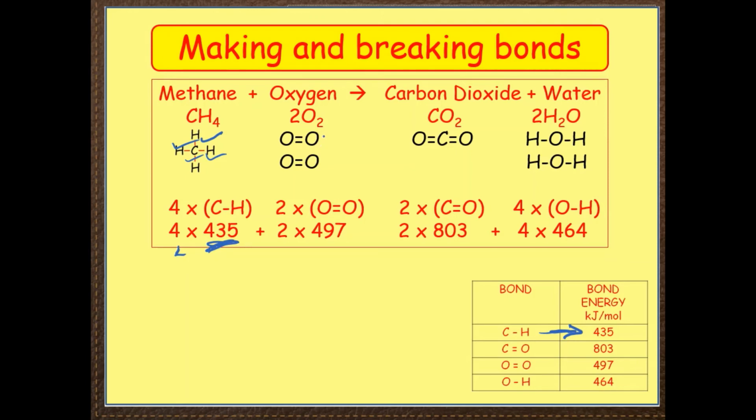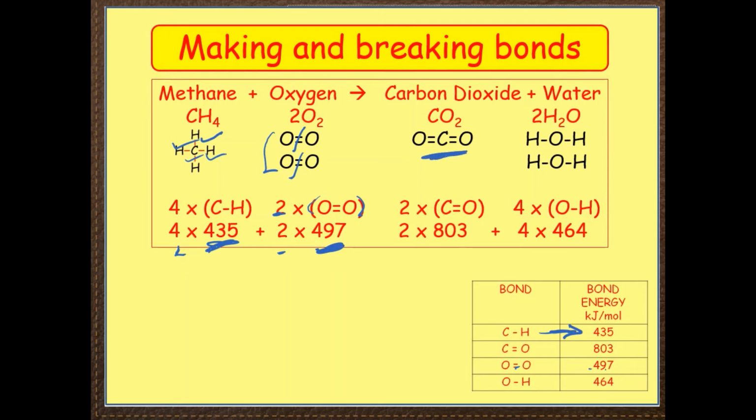435 kilojoule per mole. So that's why we have 4 times 435. Now for oxygen, we need to break this bond and also break this bond. So we have two of these, oxygen to oxygen bond being broken, and each oxygen to oxygen is 497. So that's the value multiplied by 2. Okay, here bonds being formed. This is the bond being formed.